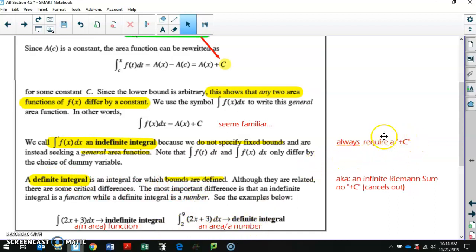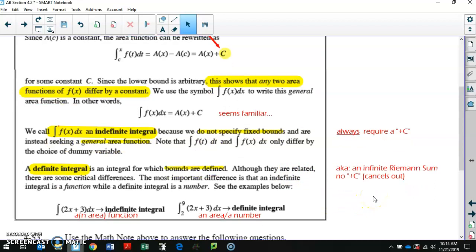These indefinite integrals, they're always going to require that plus c, just like an antiderivative. The definite integral does not require a plus c because it ends up canceling itself out of the problem. That plus c is sort of in there twice. We end up subtracting it from itself, and it goes away, so you don't have to worry about the plus c on a definite integral.